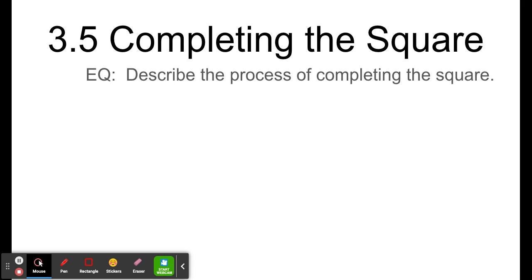Hi guys, so today we're going to look at something called completing the square. And for your essential question, you need to describe the process of completing the square.